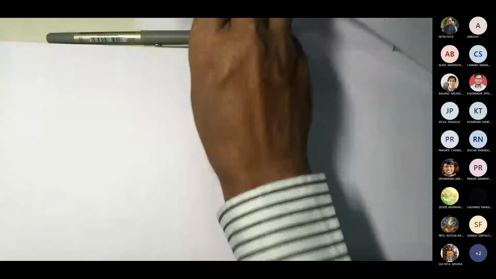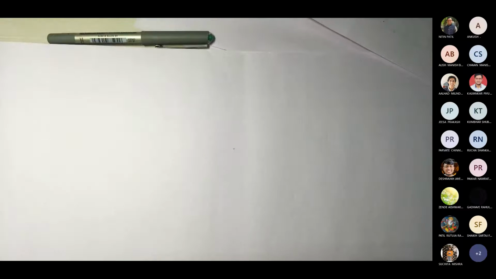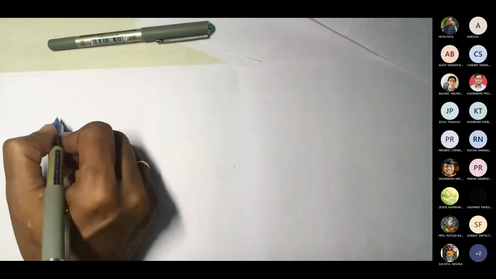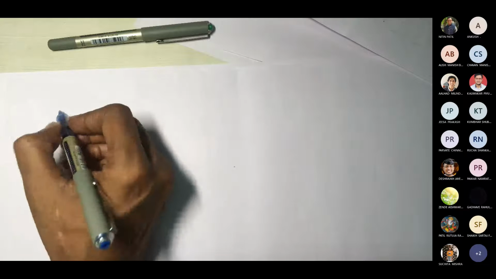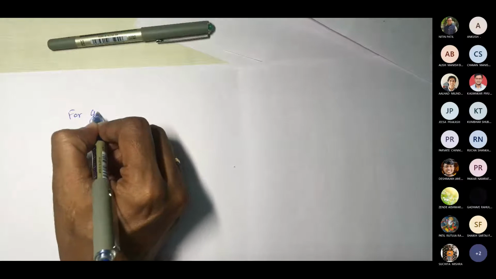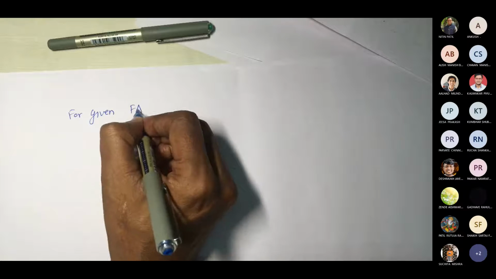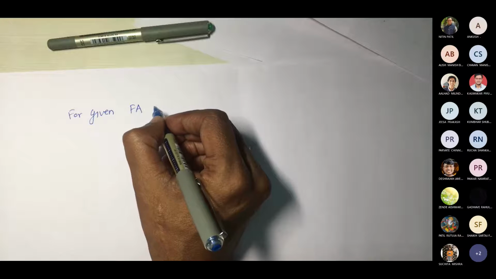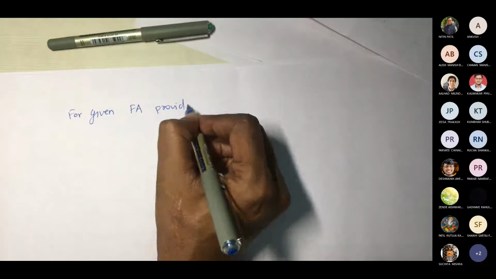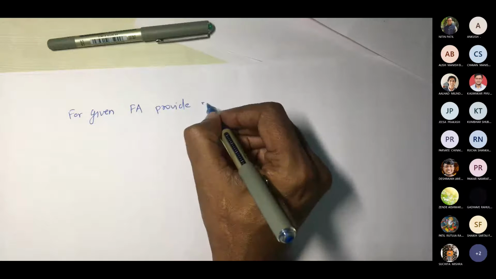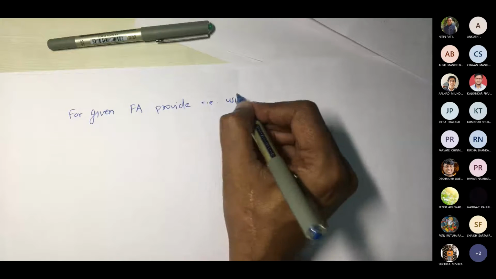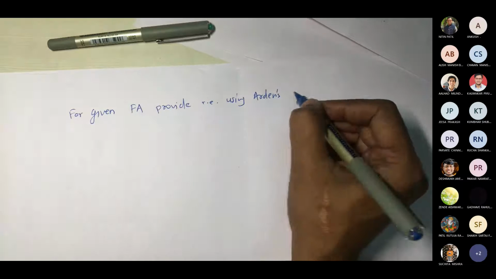So the first example that I would be taking is this one. The problem statement would be like this: if you are given an FA, provide the regular expression using Arden's theorem.